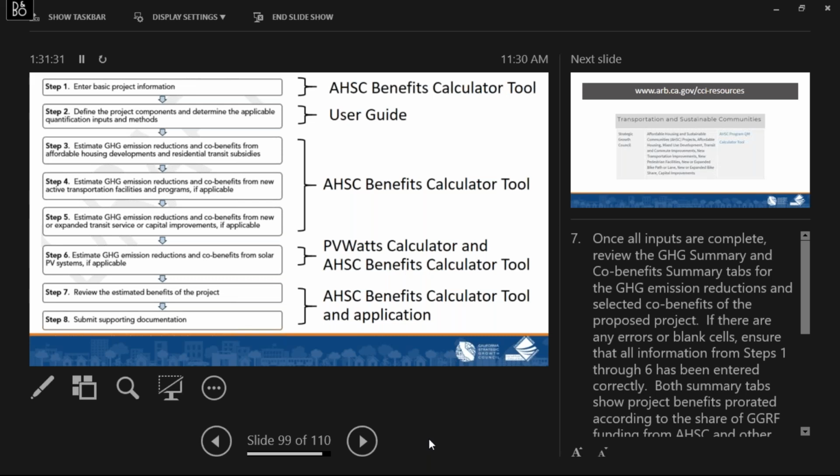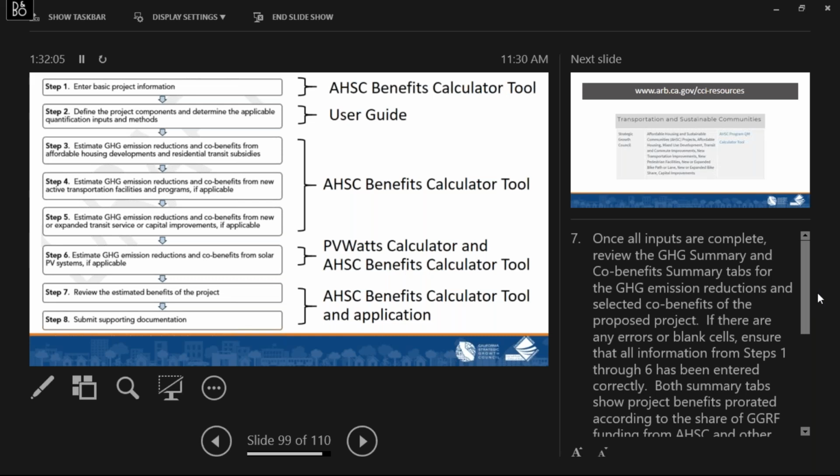Both of those summary tabs will show project benefits for the entirety of the project and for the portion of the project that's attributable just to AHSC funding. So for example, if a project had leveraged funding from another California climate investment program that made up a third, let's say, of the total project funding, the benefits would be prorated by that portion that's just from AHSC funding to avoid double counting emissions reductions.